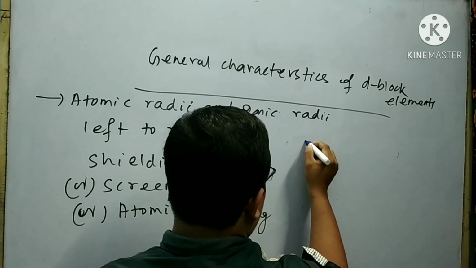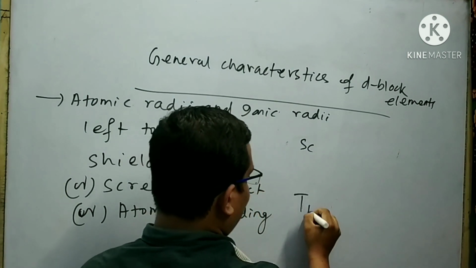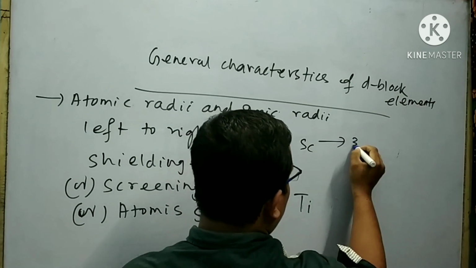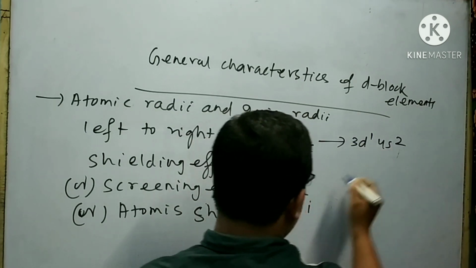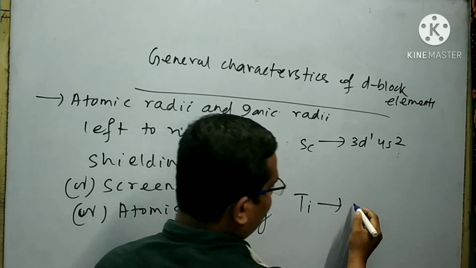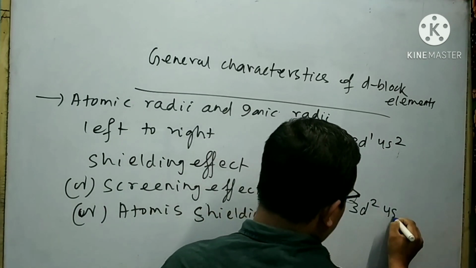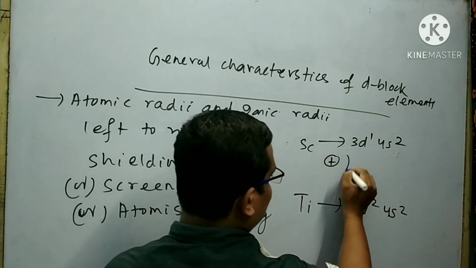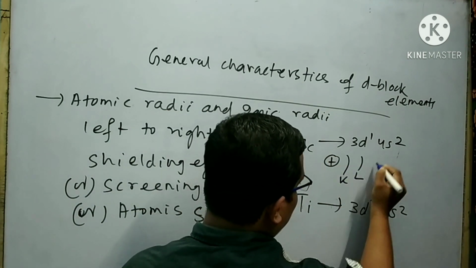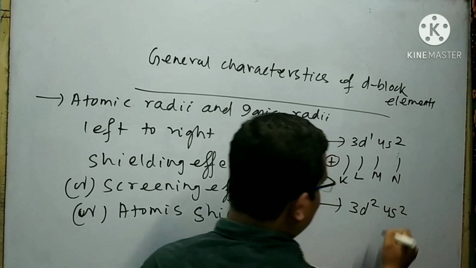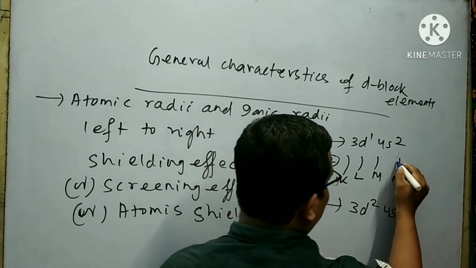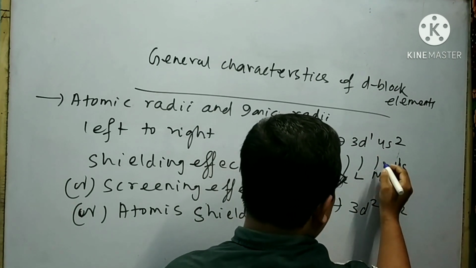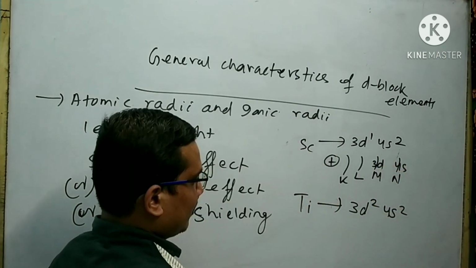Suppose I take the example of scandium and titanium. Scandium has the electronic configuration 3d1 4s2, and titanium has the electronic configuration 3d2 4s2. Suppose this is the nucleus of scandium, this is the K shell, this is the L shell, this is the M shell, this is the N shell. The 4s orbital is present in the N shell, and the 3d orbital is present in the M shell.